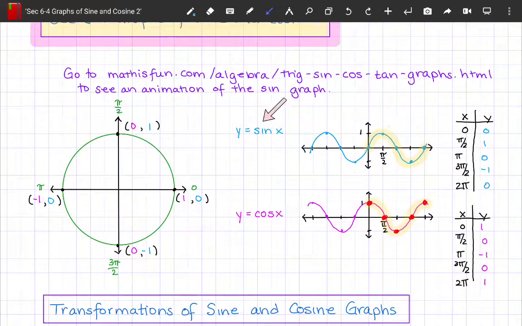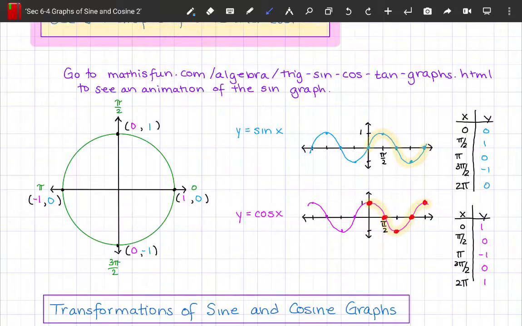Now, before there's any kind of transformations, we're going to talk about those in a second. One way to remember which one is which is if you draw one cycle or one period of the graph, so one time before it starts to repeat itself, starting at the origin, the sine graph makes an S. That's kind of a backwards S, but it makes an S. The cosine will make a cup. And that's one way to remember which one is which.